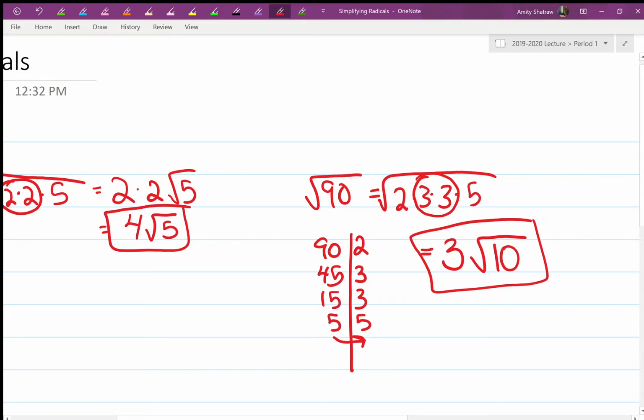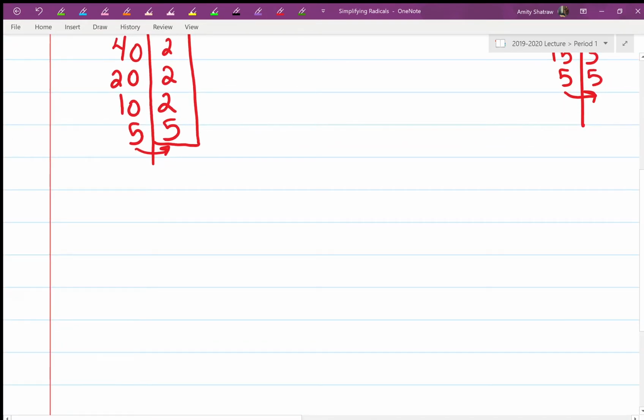So that's how you do it with just plain numbers, but you do need to be able to do it with variables as well. So let's take an example such as, how about the square root of 40 m to the 5th and y squared. So I still play the game, even though I have letters in here. There's not as much to factor. It's not as hard to factor.